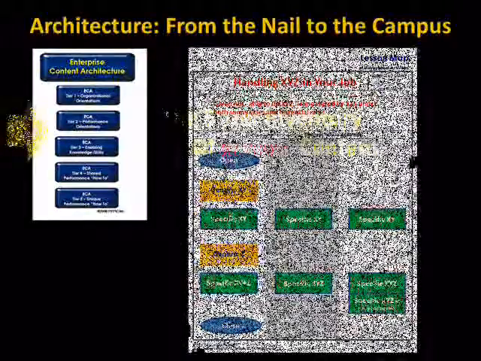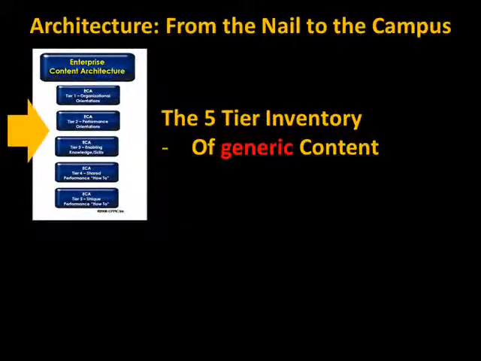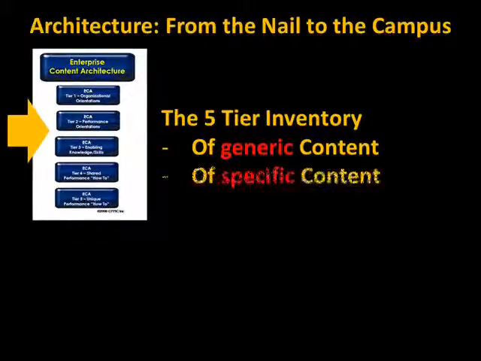So the 5-tier inventory structure contains both generic content and specific content, active listening and the generics of active listening, and active listening in your job where you have to do interviews of subject matter experts in master performance and clients, and it's very different than everybody else's specific application of active listening, as one example.